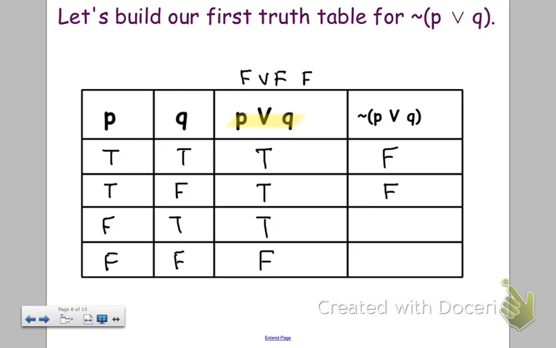My third row is true. When I negate that, it will become false. And my fourth row is false. When I negate that, it will become true. So my very final column, negate P or Q, reads false, false, false, true.